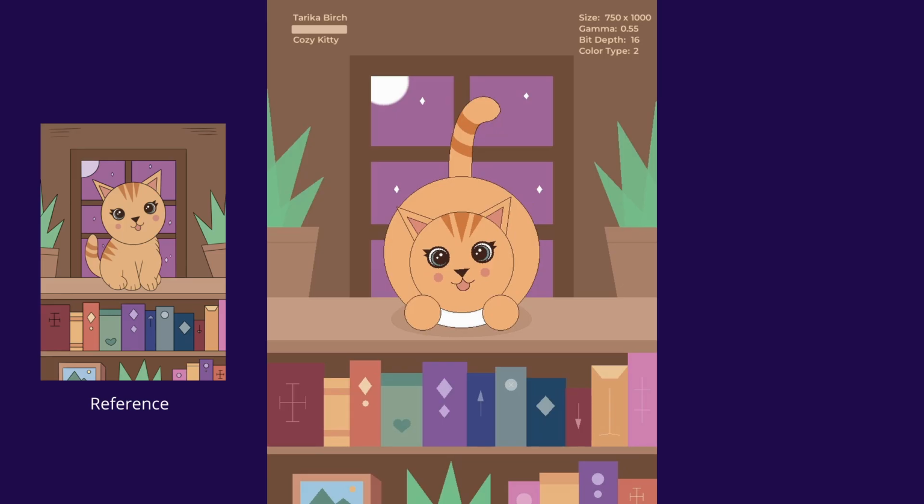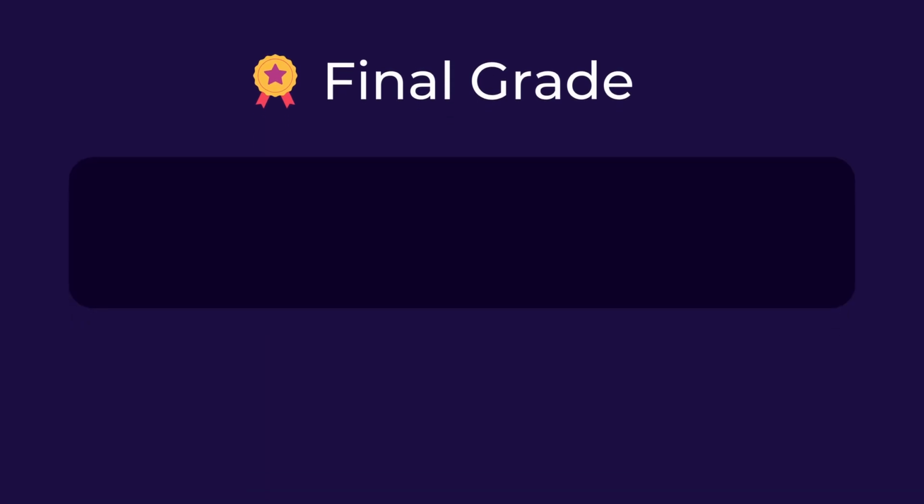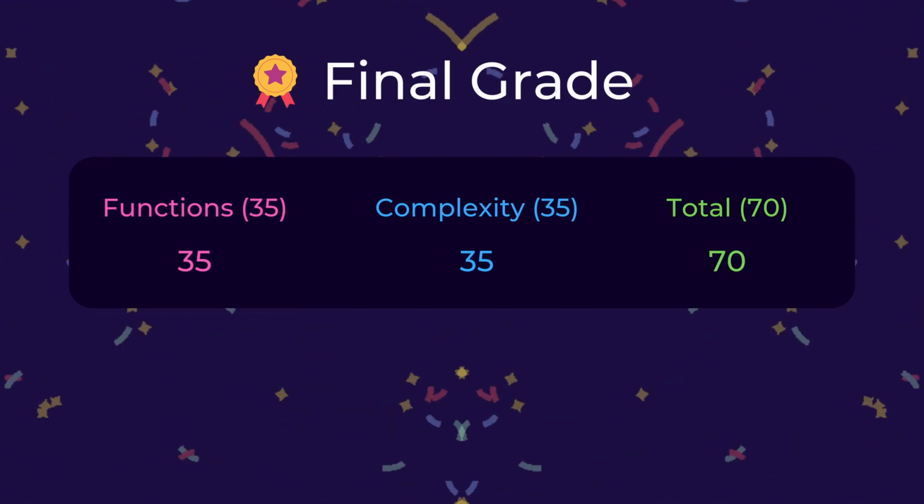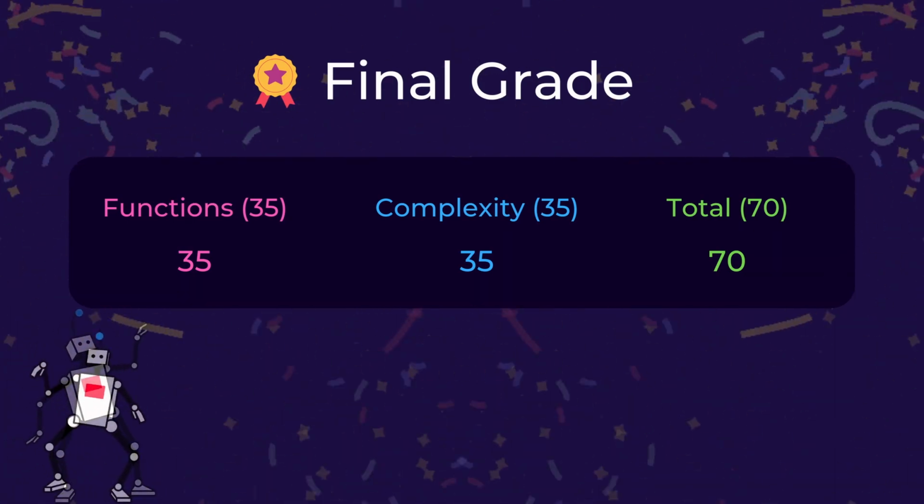And I took so long to edit this video that I have a final grade, so let's see what that's about. The grade was split into two components, the first one being the number of functions used, all 35 functions, and the complexity or creativity of the image, for a total of 70 points. For the functions, I got 35 out of 35. I also got the same 35 for complexity, meaning that we have a total of 70 points for full marks.